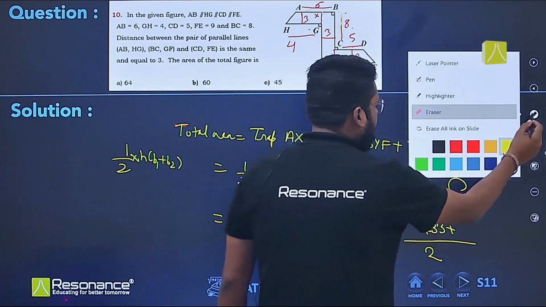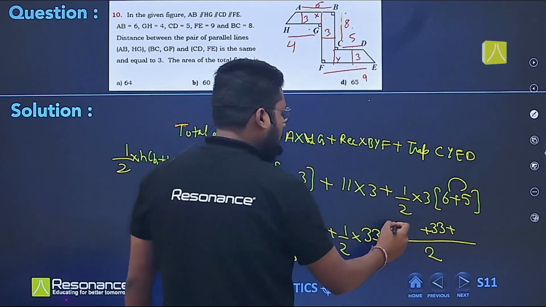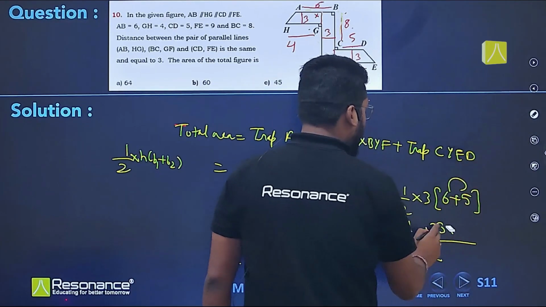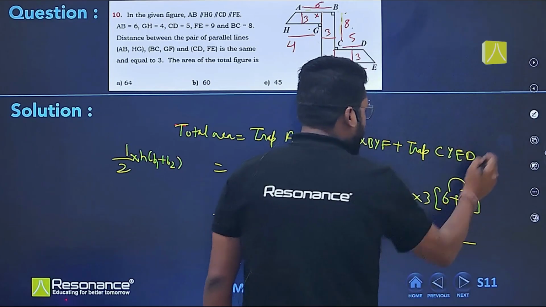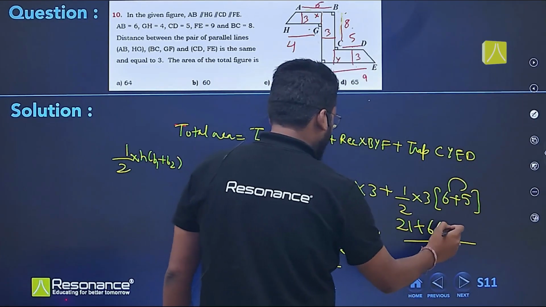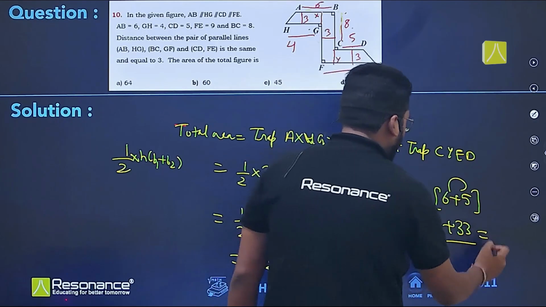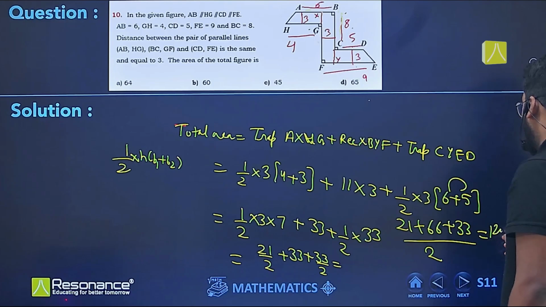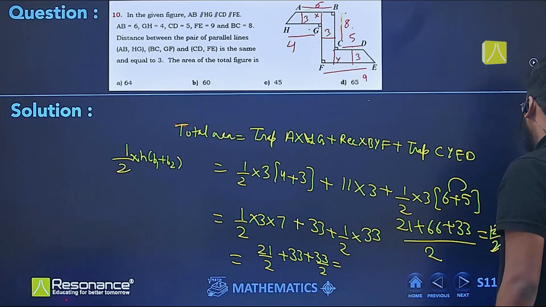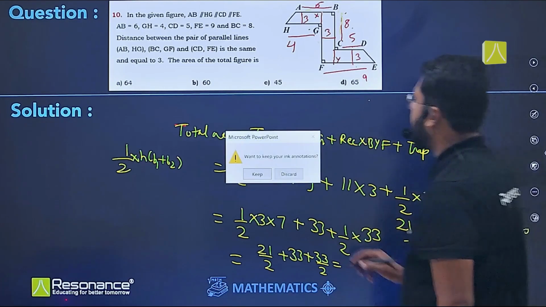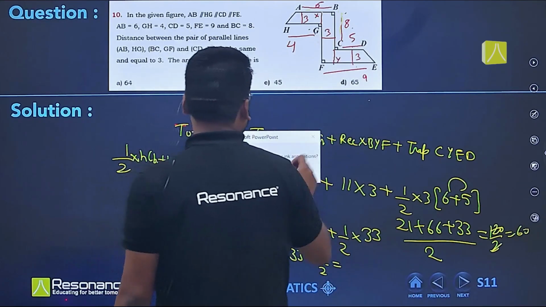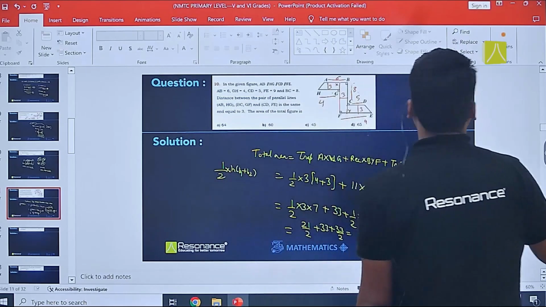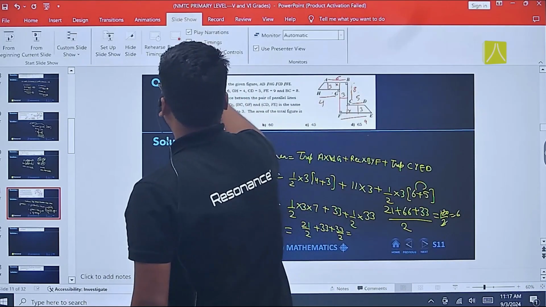21 plus 33 has only 1 in the denominator. So it will be 66 plus 33. If you add them, 66 plus 54, it's 120 by 2 overall. So 120 by 2 will be 60. So the overall answer will be 60 degree.